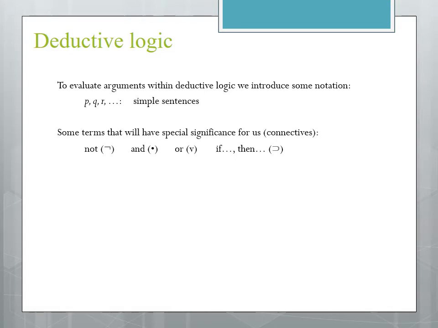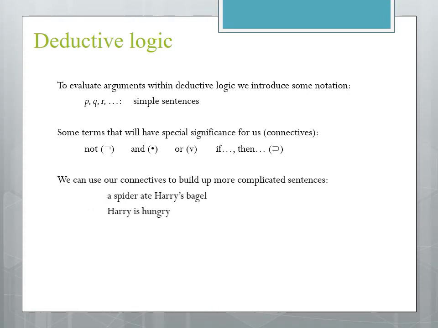Deductive logic is sometimes known as symbolic logic because it makes such heavy use of symbols. So now that we have our simple sentences, and now that we've drawn attention to these special terms, then we can combine them to build up more complicated sentences. So let's allow that P denotes the English sentence, "A spider ate Harry's bagel," and we'll let Q denote the simple sentence, "Harry is hungry."